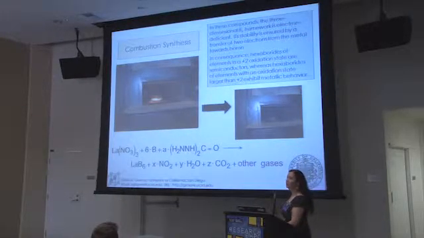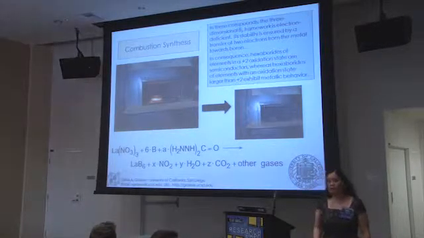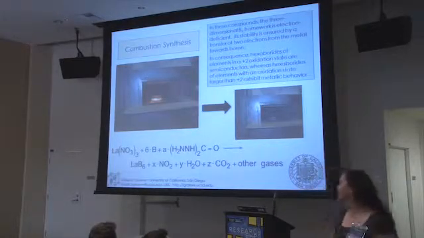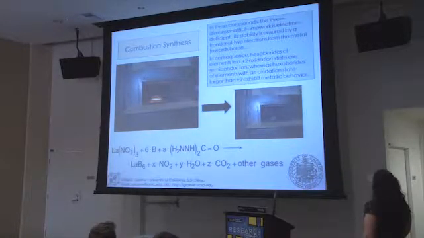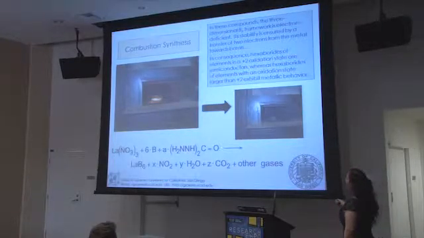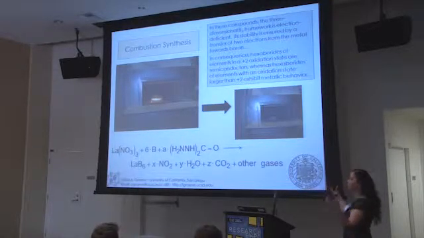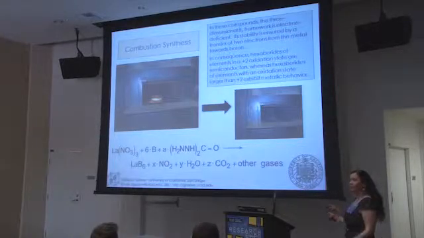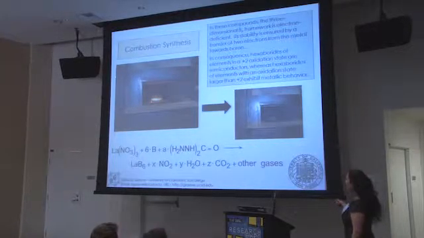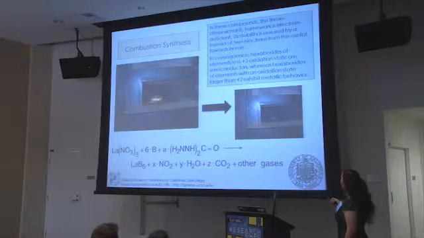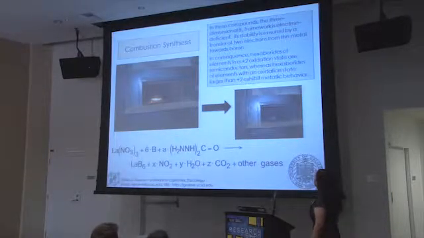The technique is really quite simple from the perspective of synthesis. You mix lanthanum nitrate, and then boron, and then an organic fuel. All of this is dissolved in water, and then you put it in a furnace at around 500 degrees or less. In this case, the furnace is at 320, and the whole thing just explodes. My students like this. I like this because there's a lot of explosion and excitement in the lab when this happens. And when you're done, you get very nice powders.